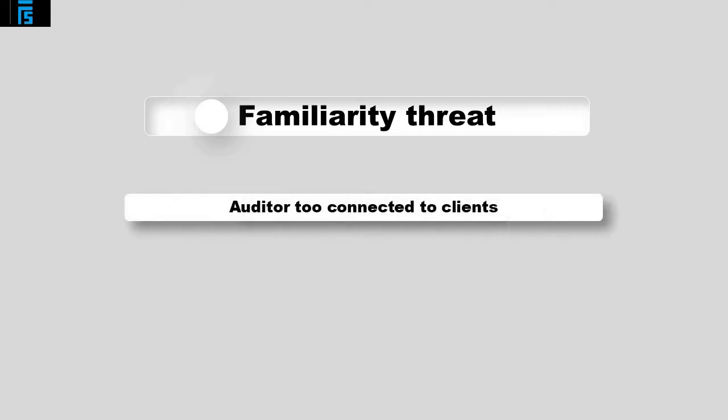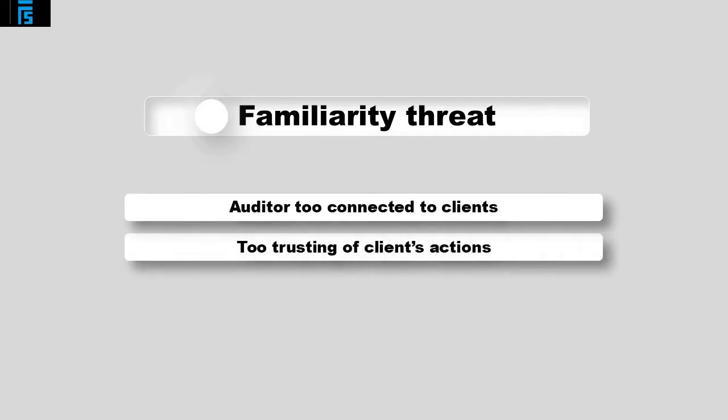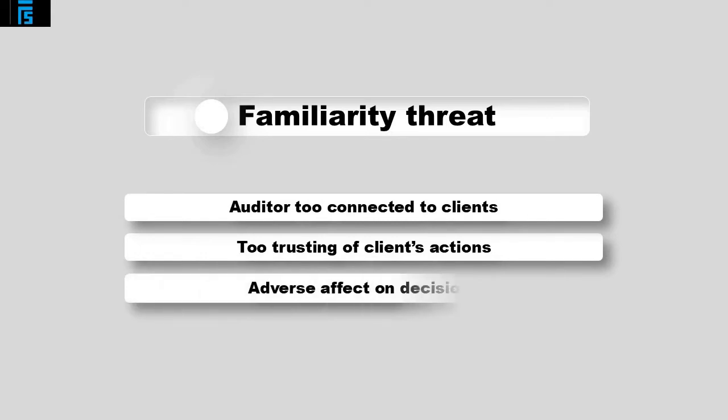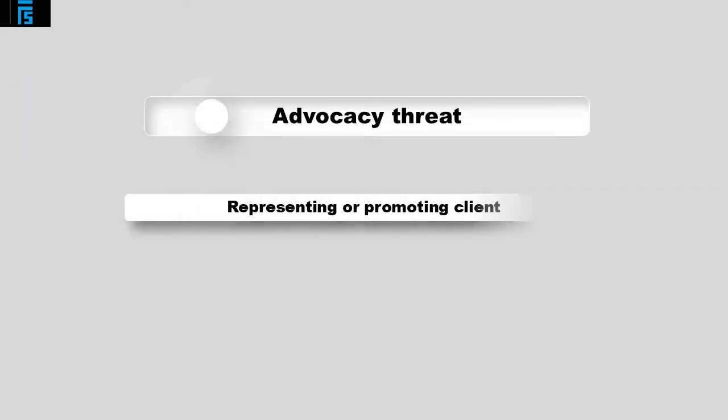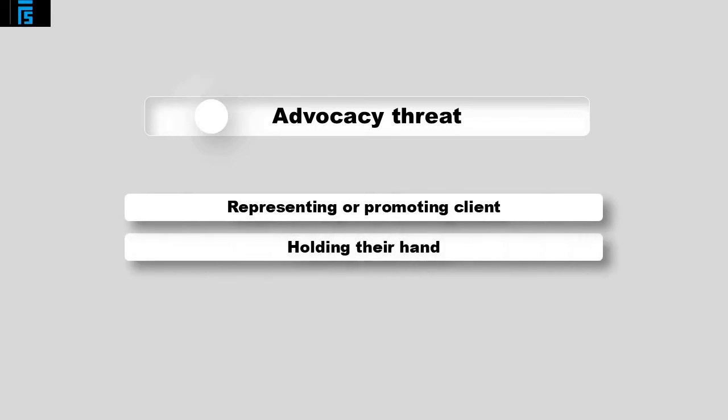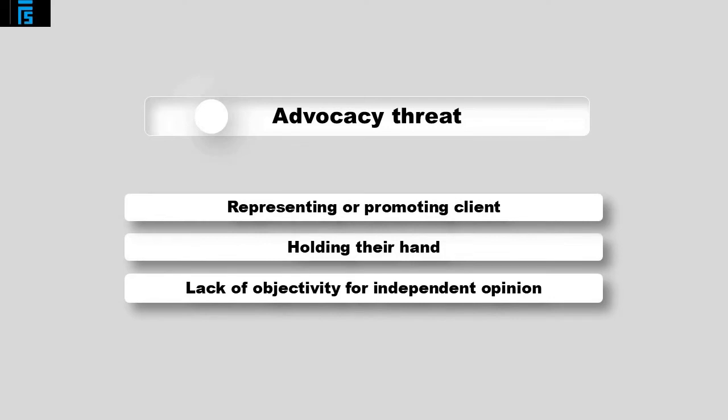Familiarity threats are when the auditor is too connected to the client, which affects their reaction to things the client does. They can become too trusting of the client's actions, which can affect decisions made on the audit compared to other less familiar clients. Advocacy threat is where the auditors could be representing them in some way or promoting them. This could be seen as holding their hand and lacking objectivity needed to form an independent opinion.